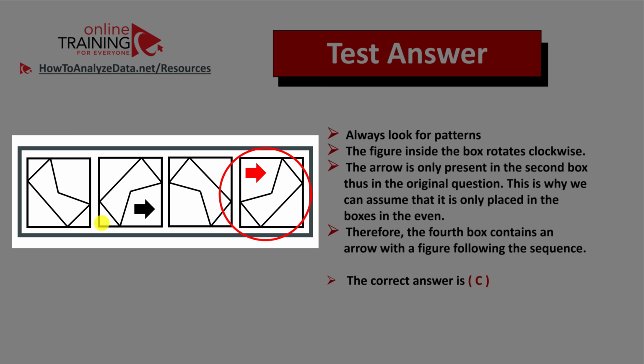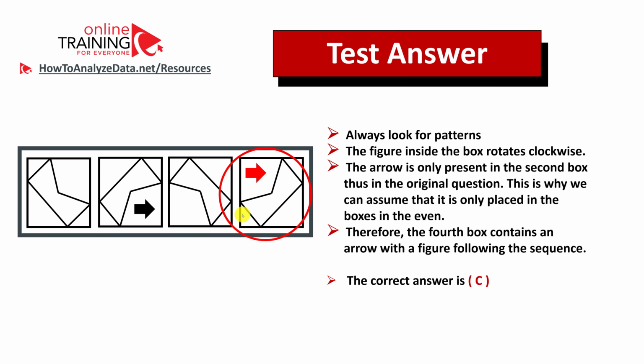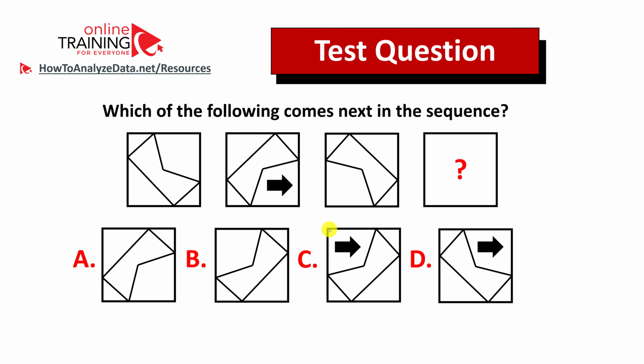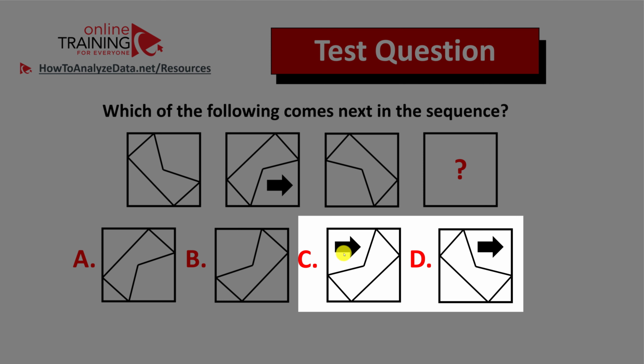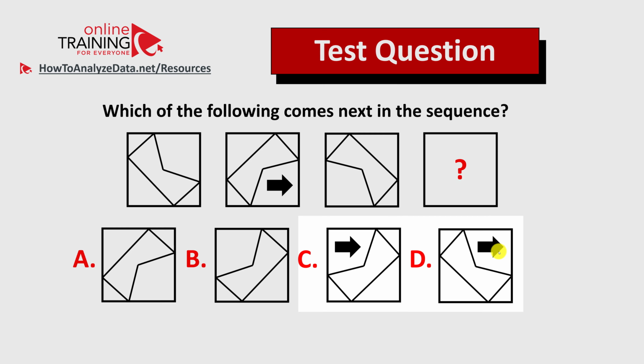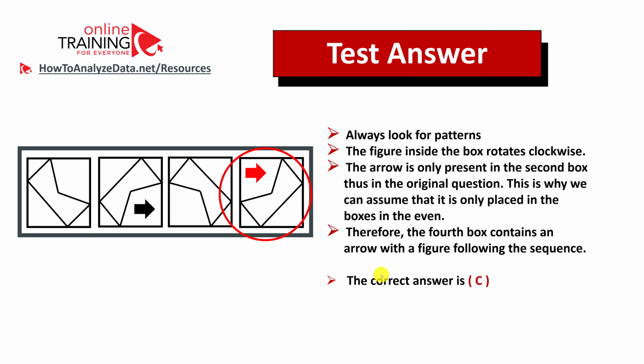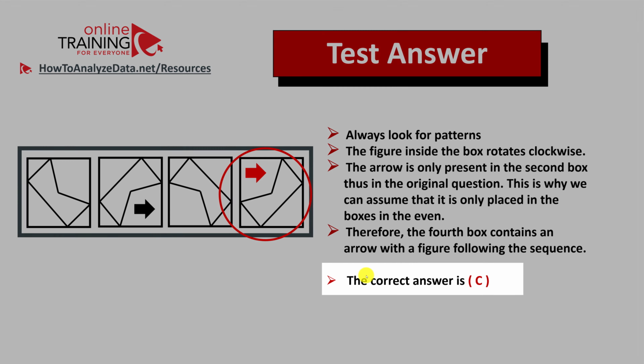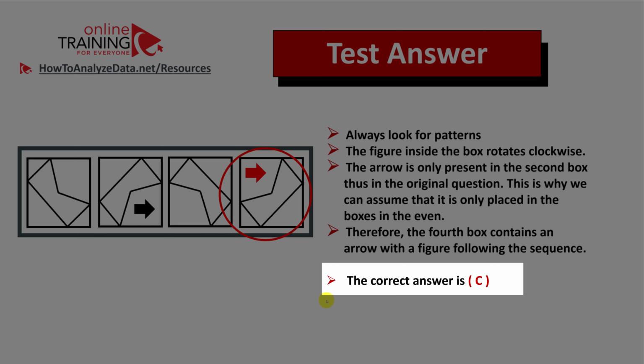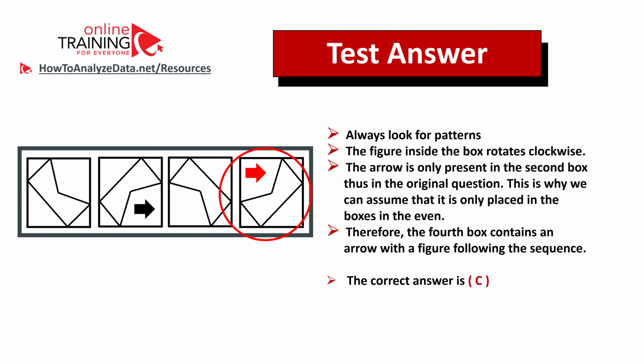We can logically assume that it is only placed in the boxes that are even. Number 4 box is missing, so you can logically assume that the arrow should be present in box number 4. Among the choices presented, only choice C and D are valid because only they contain the arrow. And you need to determine the final box based on the position of the shape inside the square. So the correct answer here is choice C. Hopefully you've nailed this question and now know how to answer similar questions in the test.